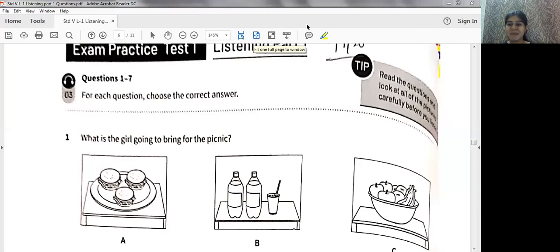Yes, students. Back to our exercise on page number 36. Heard? So let us mark and let us see whether we get the correct answers.